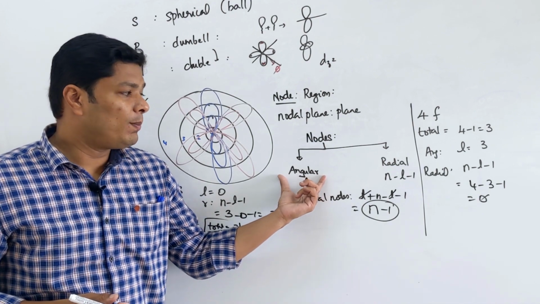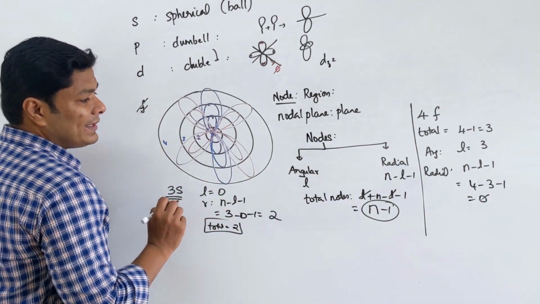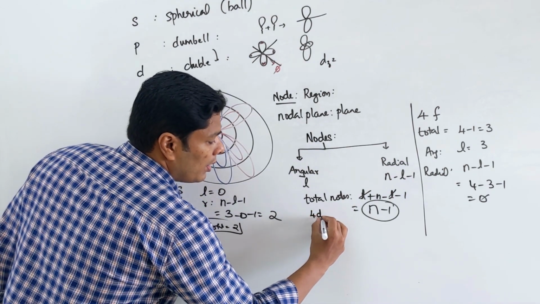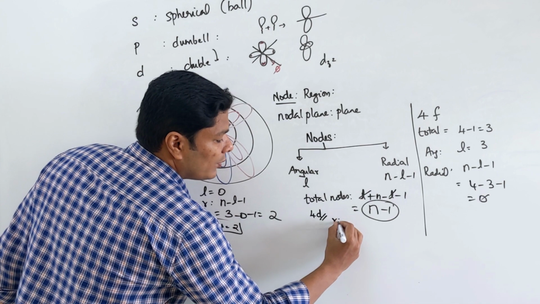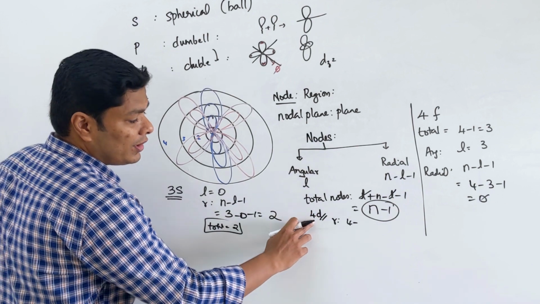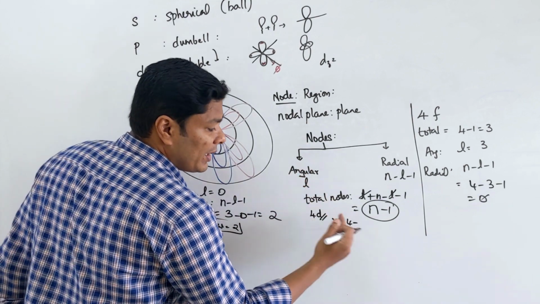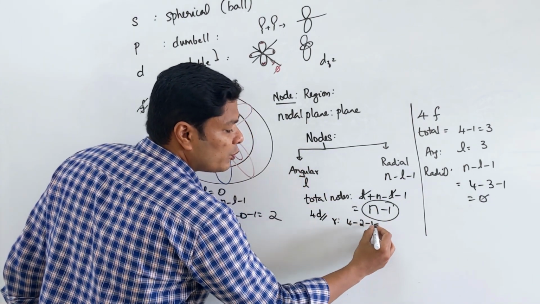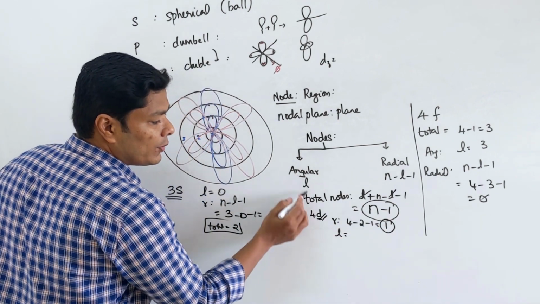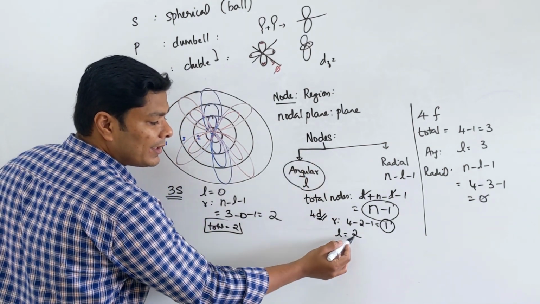Basically, this is the nodal plane, and this is the radial node. A better example, let's say we take 4d. What is the radial node? 4 minus, what is d? If you take d, what will it be? L equals 0 is s orbital, L equals 1 is p orbital, L equals 2 is d orbital. So, 4 minus 2 minus 1 is 1. Angular nodes: L equals 2. Correct? So, for a 4d orbital, there are 2 angular nodes.